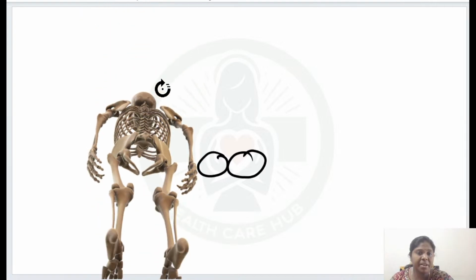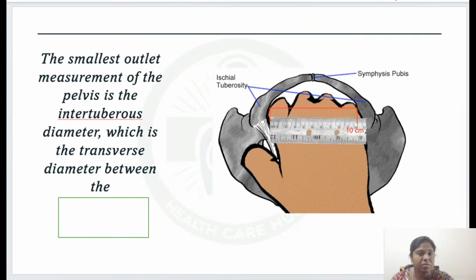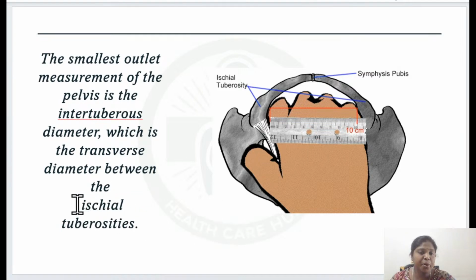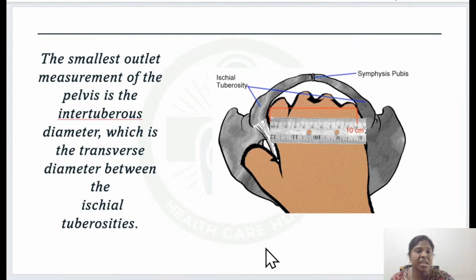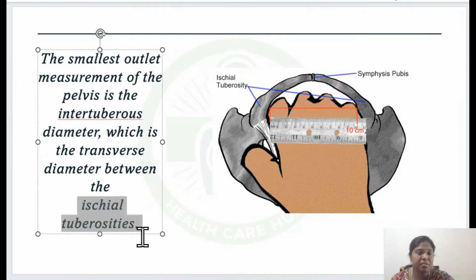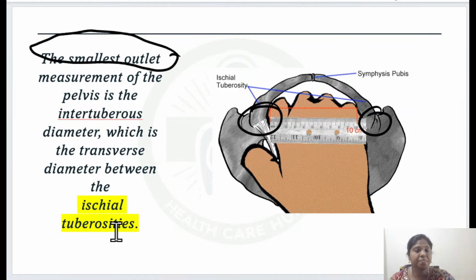This is how the image is shown here. So the intertuberous diameter stands for the ischial tuberosities, which is around 10 centimeters. The smallest outlet is also called the intertuberous diameter. The gap between these bones is what we call the smallest outlet, the smallest pelvic outlet measurement.